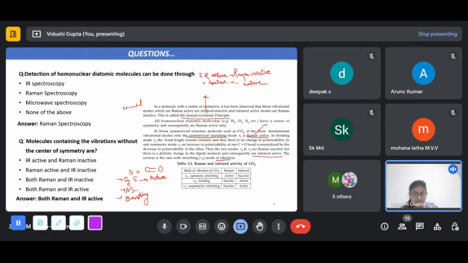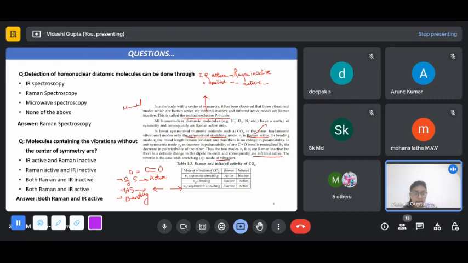And in asymmetric stretching, it means the stretching is in different directions. If from one side it is stretched, then on the other side it will be stretched in a different direction. So in that case, there will be an increase in polarizability at one CO bond, which will be neutralized by the decrease in polarizability in the other. Therefore, it will be Raman inactive.